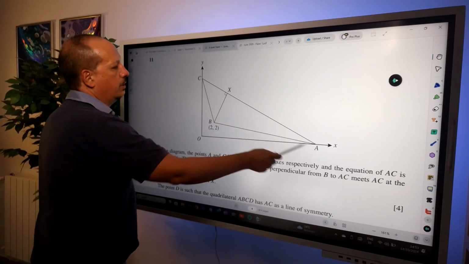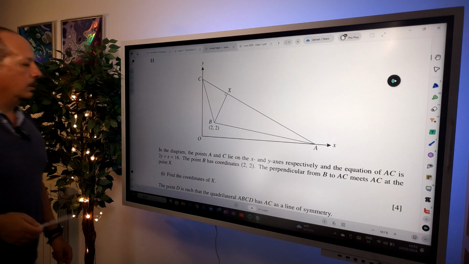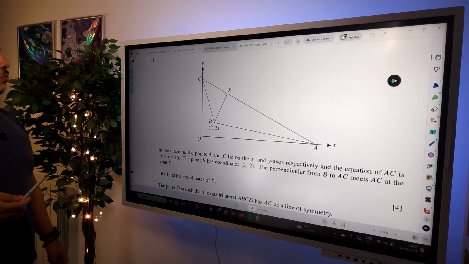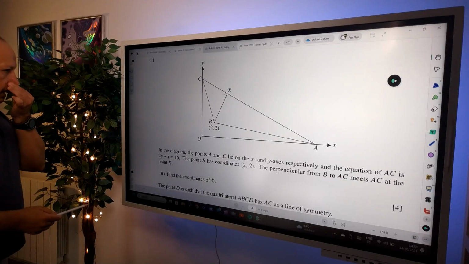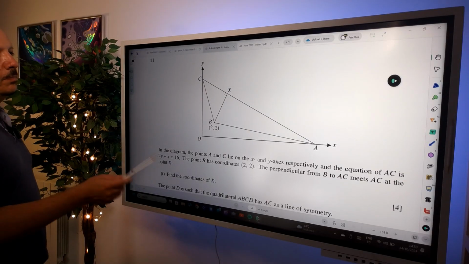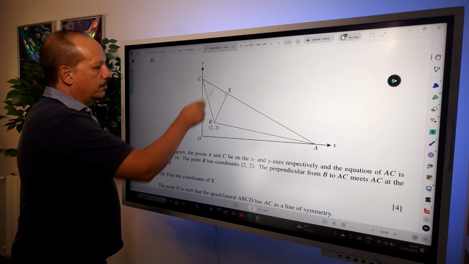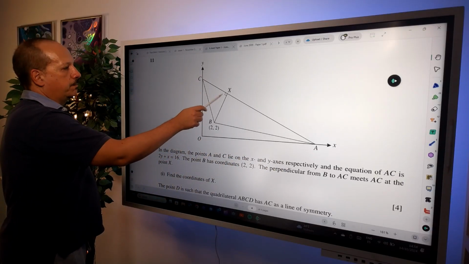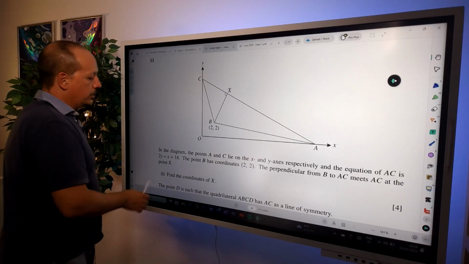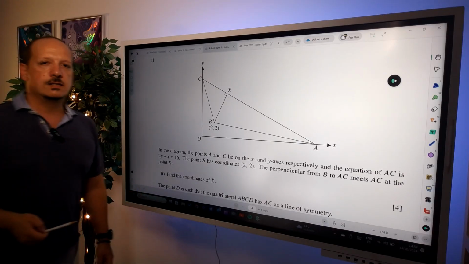So you have the equation of this line. The point B has coordinates 2, 2. You have a point B with these coordinates 2, 2. The perpendicular from B to AC meets AC at the point X. First question, you have to find the coordinates of X.